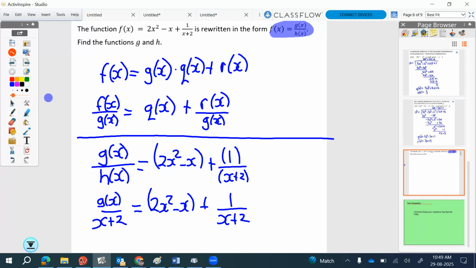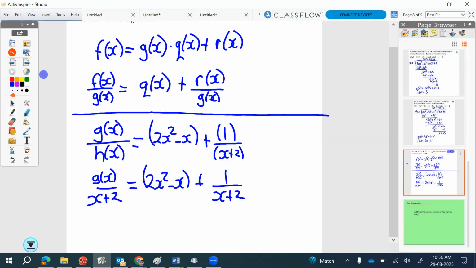Now we found the function h from the question. We can see what h of x is. We want to find out what g of x is. How can I get g of x on its own? Multiply everything by x plus 2. If I multiply through by x plus 2, here it will cancel, here it will cancel, and here it won't. So g of x, therefore, is equal to 2x squared minus x, bracket x plus 2, plus 1. This is g of x.